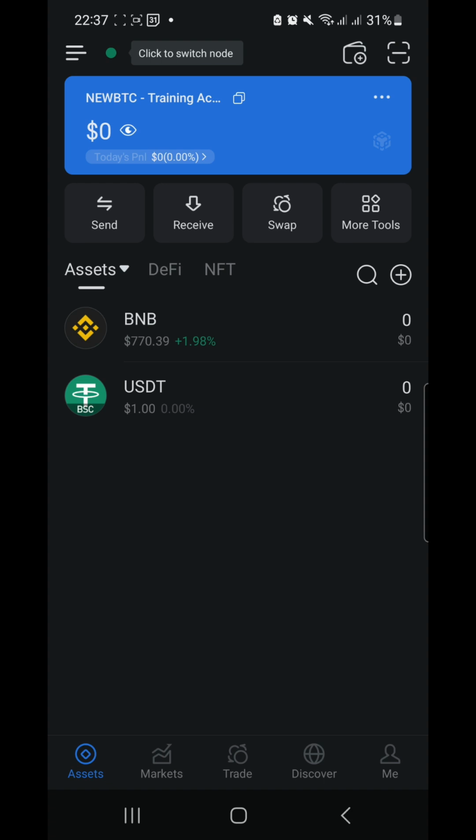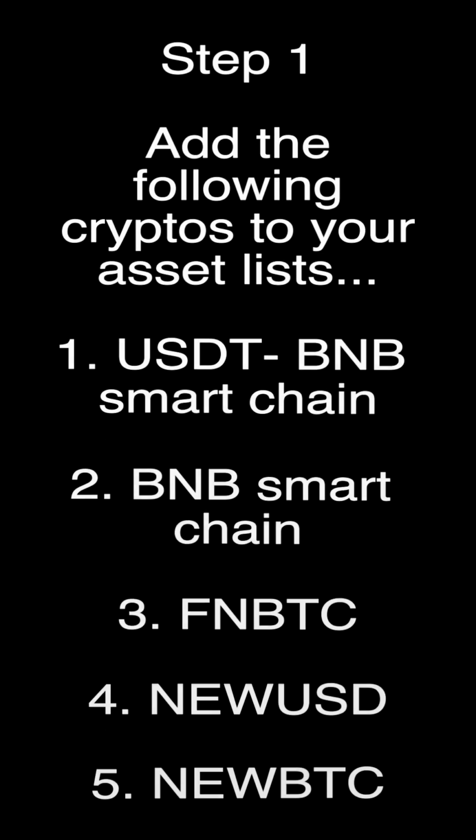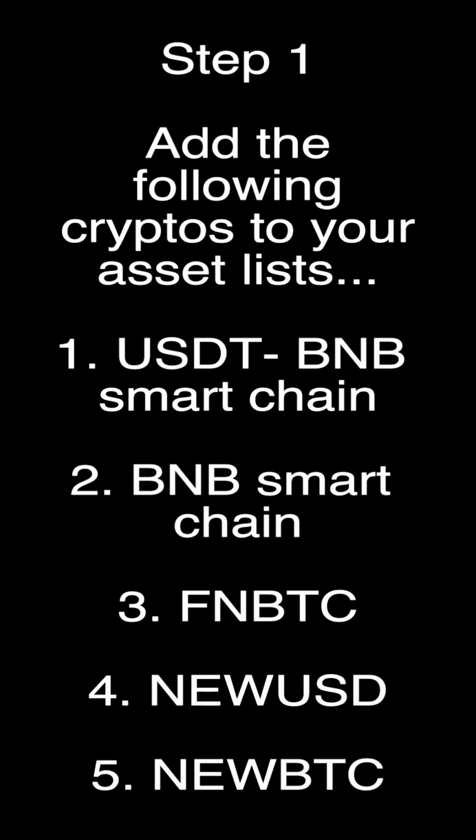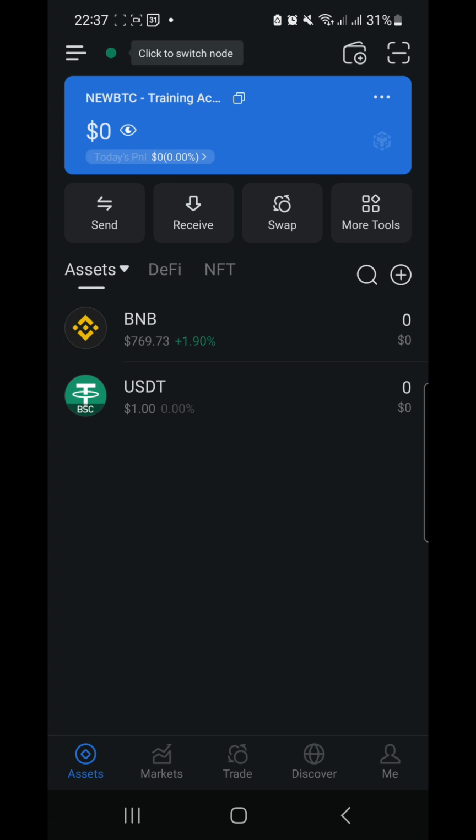The cryptocurrencies that we need to have in your wallet will be BNB, USDT, FNBTC, and NEWUSD, and then you will need to have the NEWBTC as well on the wallet. So don't worry about this. I am going to show you how to add all of this into this wallet. So the first thing you need to do is to add your FNBTC, since you already have BNB and USDT.